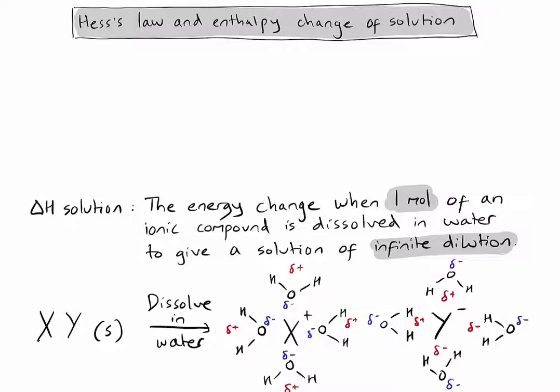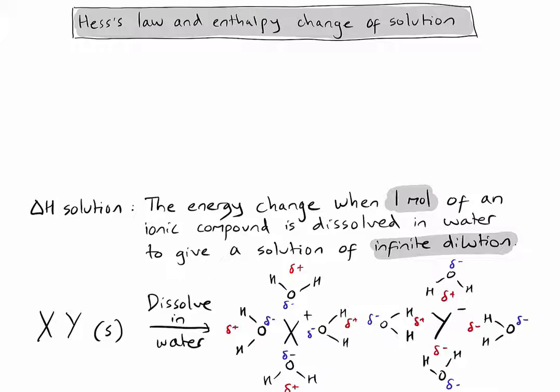So in order to make an infinite dilution, I need to add enough water molecules to be able to separate those ions so there are no longer attractions between them. The attractions remaining are only between the water molecules and the ions themselves. You won't need to be able to explain this for IB chemistry, but it's useful to know.